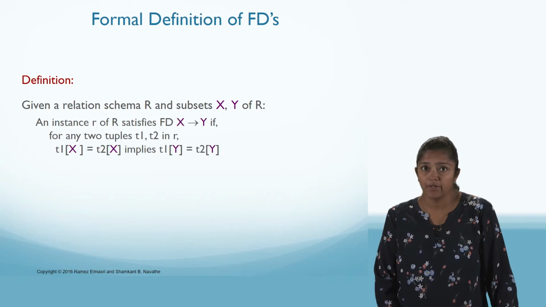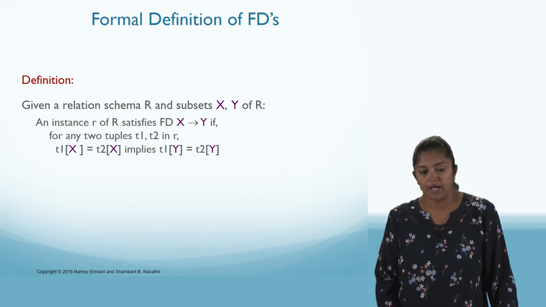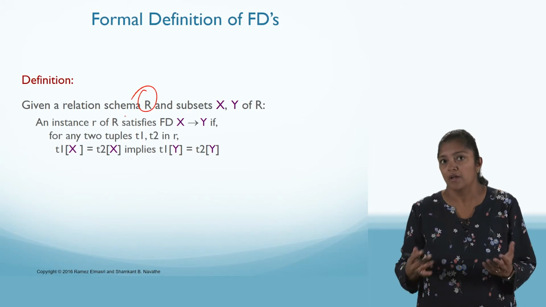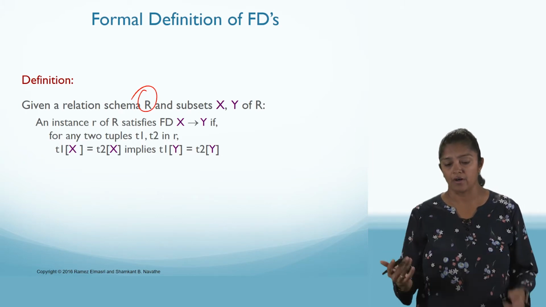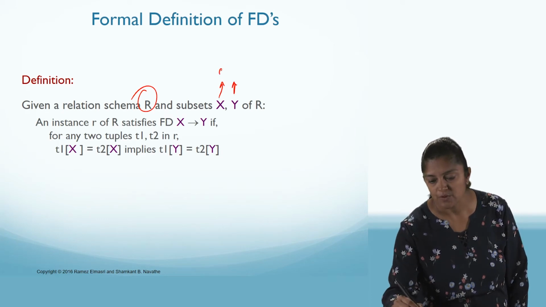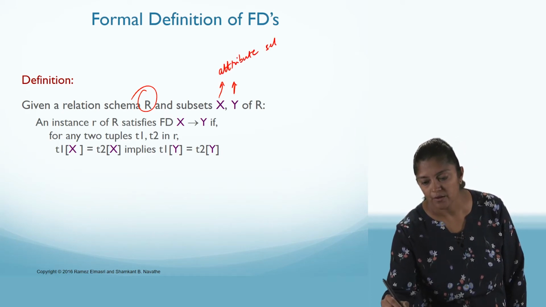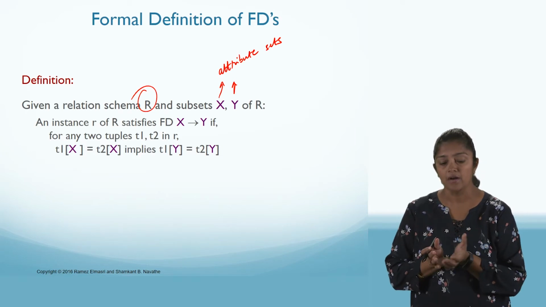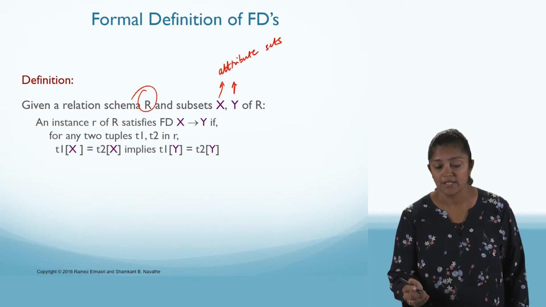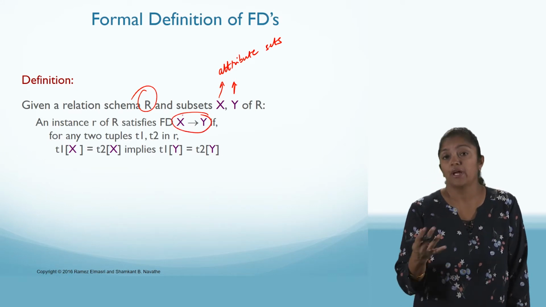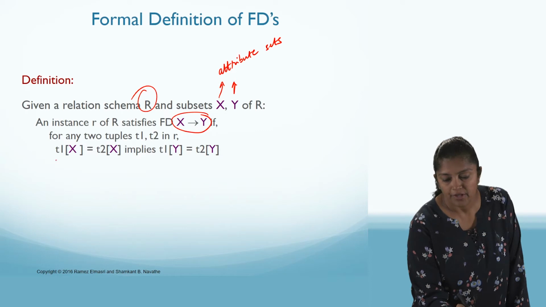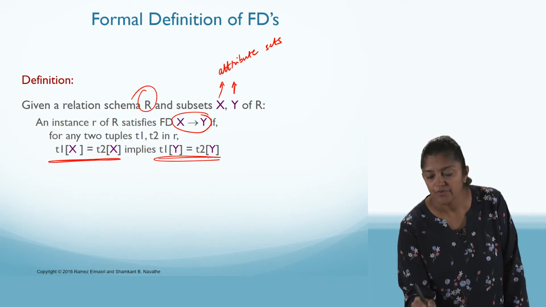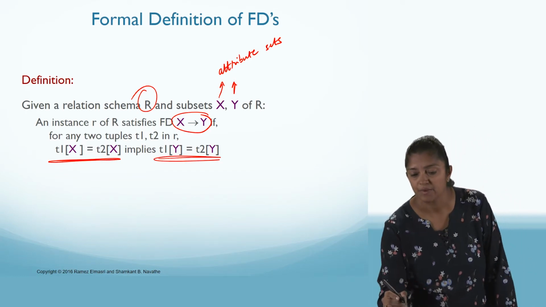To formally define functional dependency, or FD, as the acronym for it, given a relational schema R and subsets X and Y of R, so basically X and Y are attribute sets pulled out from the relation R, the definition is that an instance of R satisfies the functional dependency X determines Y if for any two tuples T1 and T2 in R, if the values of X in both the tuples are the same, then that implies that the values for the Y attribute of those two tuples also must be the same.